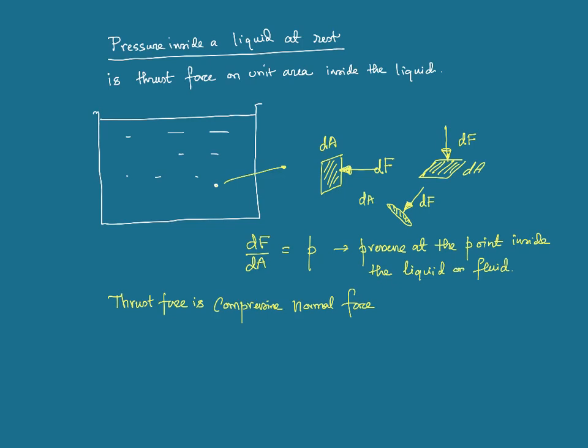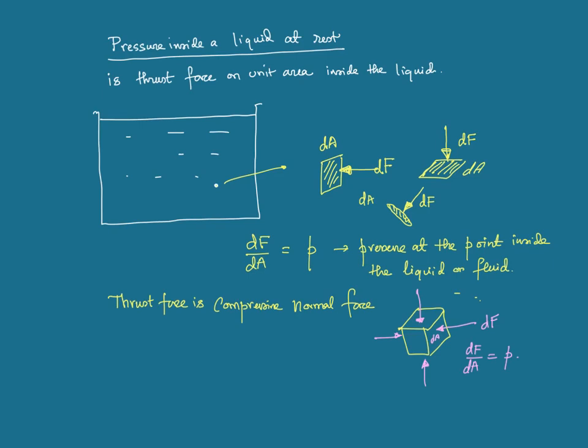So if you keep a block inside a liquid like this, the block will be pushed from all sides. Push from here, push from here, here and here, from all sides. No part of the liquid will pull it. That's thrust force. So for any area you have, suppose the thrust force is dF and the corresponding area is dA. Then this dF by dA is equal to the pressure at this point.